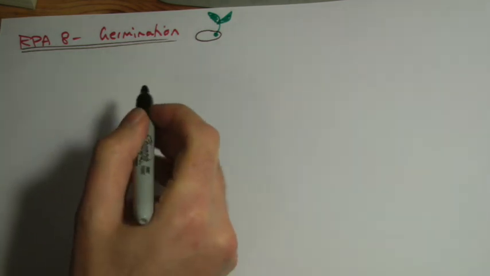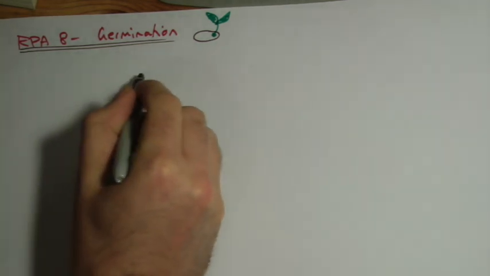So RPA 8, which is about germination, I think is deceptively difficult. It seems quite straightforward, the actual practical, and it is, but there are a lot of things that can complicate matters. So let's have a look at what it is.